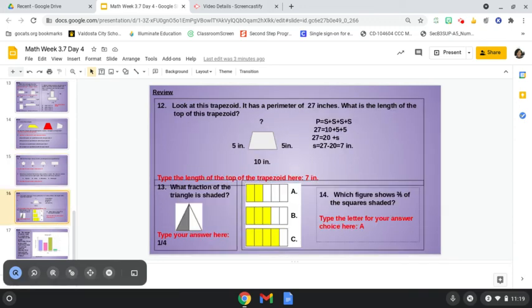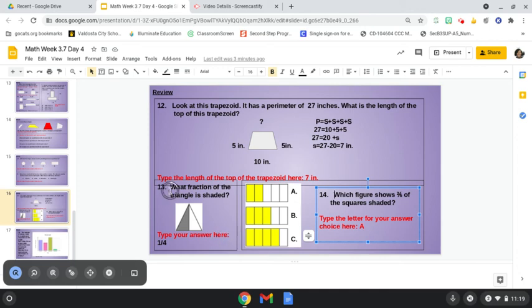Look at the trapezoid. It has a perimeter of 27 inches. What is the length of the top of the trapezoid? So we wrote the formula. Perimeter equals a side plus a side plus a side. Perimeter equals 27. We plug that number in. We plug in our 3 sides. 27 equals 10 plus 5 plus 5. 10 plus 5 plus 5 is 20. 27 equals 20 plus what is that missing side length? 27 minus 20. The answer is 7 inches. The length of the top of the trapezoid is 7 inches.